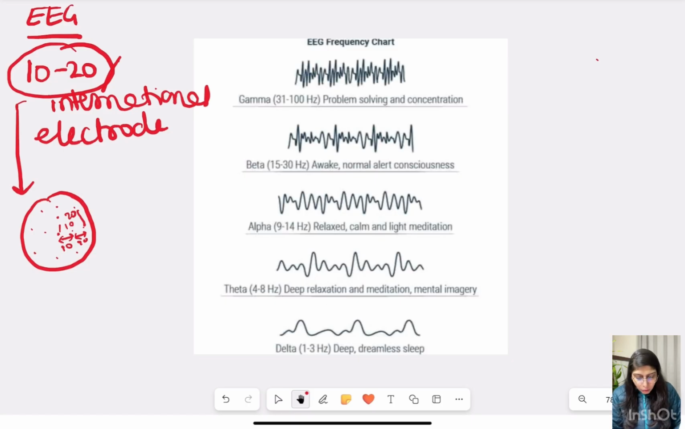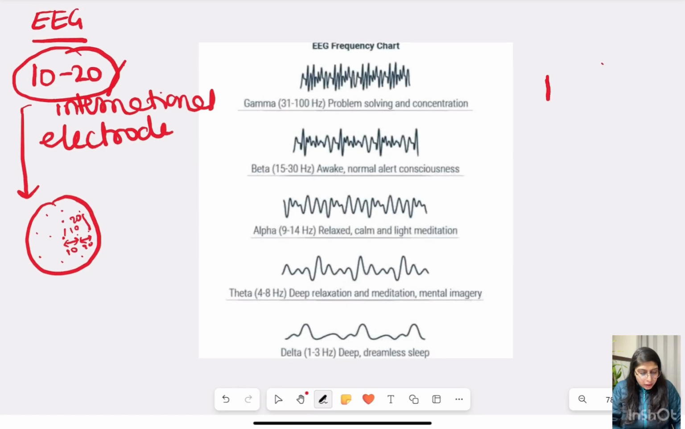Now these are the normal frequencies. There is a normal electrical discharge in the brain, so we do have a normal EEG also. All EEGs are not abnormal. We need to know what is normal. There are different kinds of waveforms, for example delta, theta, alpha, beta. I'm sure you must have heard about these.